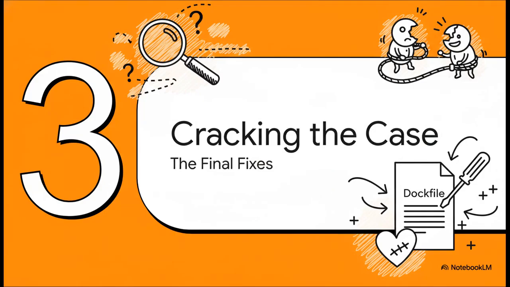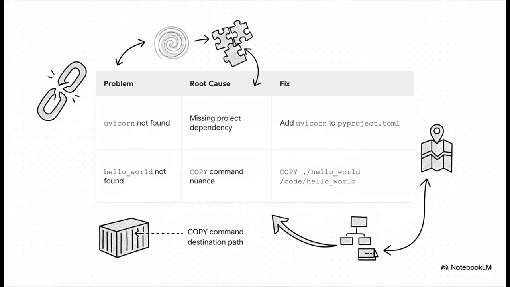All right, we've got our clues, we've identified our suspects. Now it's time to crack this case wide open and fix this thing for good. Let's apply what we learned and make this Dockerfile brilliant. So let's just lay it all out here. We had 2 totally different problems, right? The first one, uvicorn command not found, that was just a missing dependency.